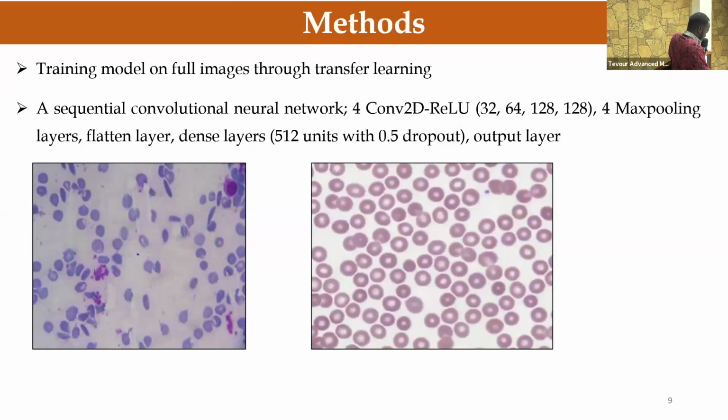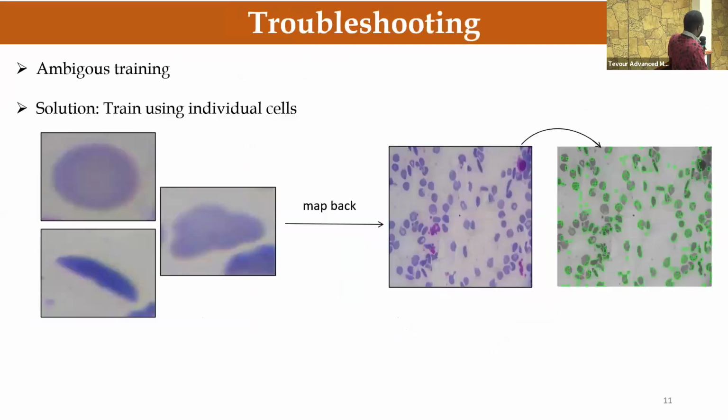So the best option to do there is to opt for using individual cells rather than just giving it the whole blood smear to learn from that. So we tried that. The idea is to extract individual cells from this smear and then train it that this cell is circular, this cell is sickled or elongated, and this is other shape. And then we can map that back onto the original smear.